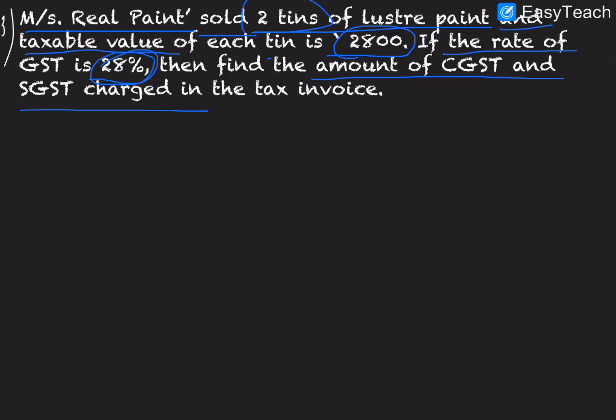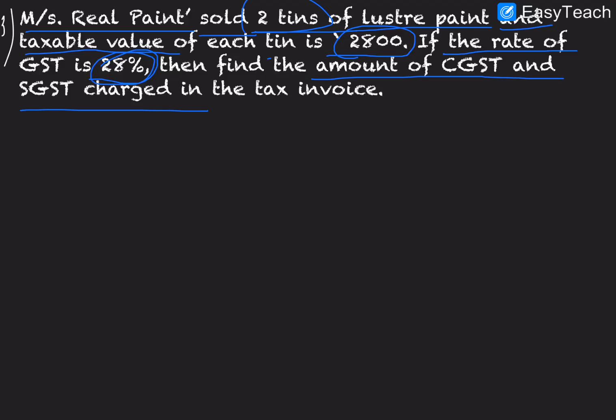So for the 2 tins of Leicester paints, the taxable value of each tin is given, that is 2800 rupees. Taxable value, you know what is taxable value? The amount on which GST needs to be applied. Without GST, the actual amount of the tin of Leicester paint is 2800. That is of each tin. We have to find that of the 2 tins in this problem. If the rate of the GST is 28%, we need to find, not the rate, the amount of CGST and SGST to be paid.